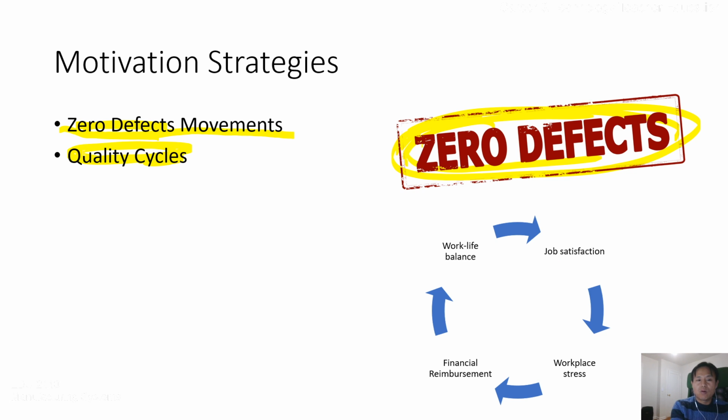Quality cycles consist of those elements. Job satisfaction: we check if people like their job, and then also measure their stress level, financial reimbursement, and work-life balance. By running this cycle, we motivate people and make better products.